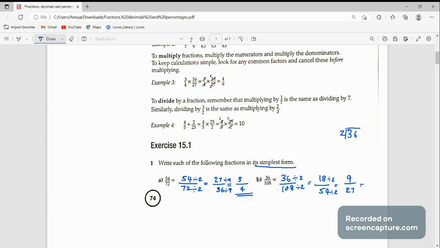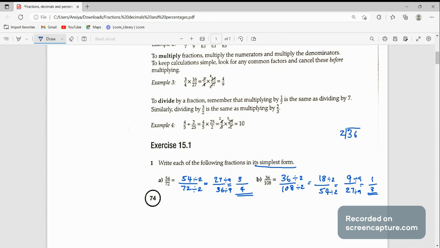Now this looks easier. 9 and 27 are in the table of 9. So we can divide it by 9. So we will get 1 by 3. This is how we are simplifying it.